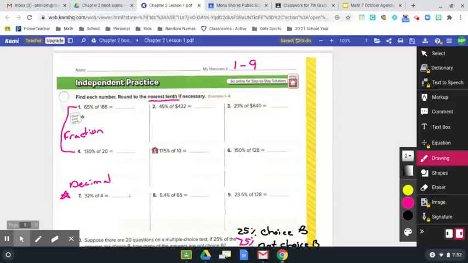So I'm going to end the video, and then when you finish, go back to the agenda, find the answer key, click on the answer key so you can check your answers. And then I will end up seeing you tomorrow.